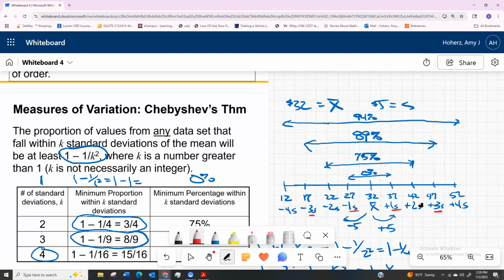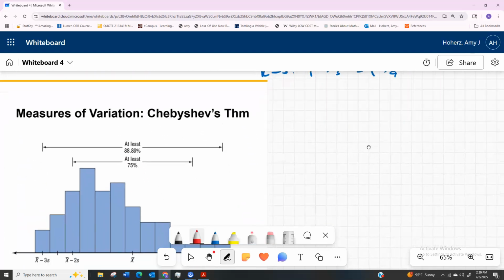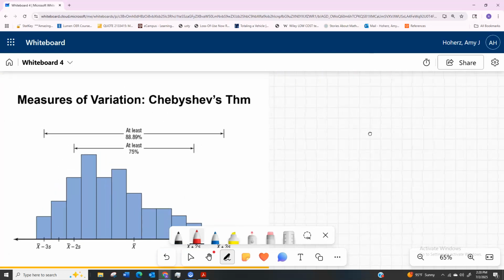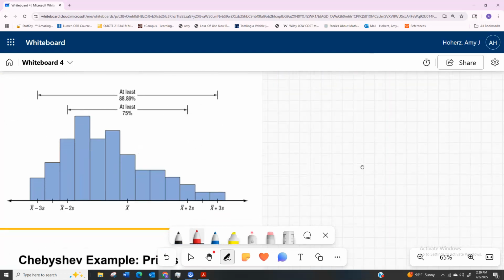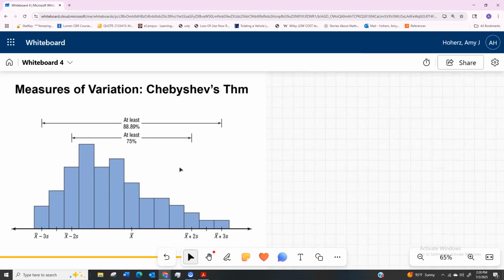Now let's look at the example and let's look at their graph. So this is the same thing we just did. It just has it with generic values instead of having actual numbers in there.